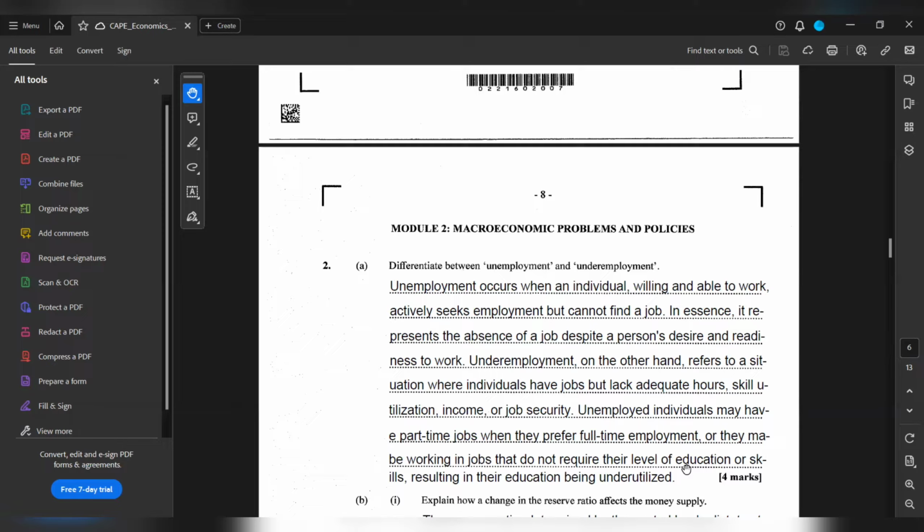Underemployment, on the other hand, refers to a situation where individuals have jobs but lack adequate hours, skill utilization, income, or job security. Underemployed individuals may have part-time jobs when they prefer full-time employment, or they may be working in jobs that do not require their level of education or skills, resulting in their education being underutilized.